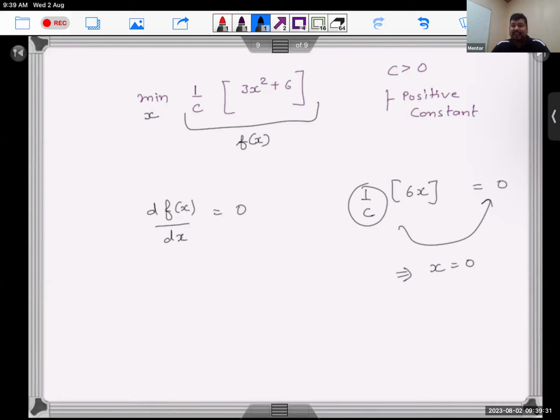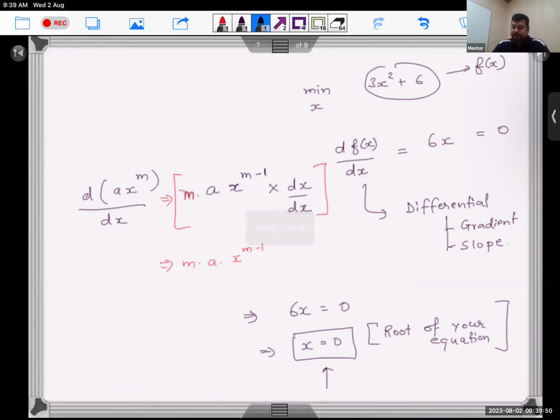So the function definitely has a lower minimum. What is the minimum of f(x) now, at x equal to 0? 6 by c. Substitute x as 0 in this equation and the minimum is 6 by c. What is the minimum in this case? 6. So the minima changes, but the root doesn't change. Keep that in mind.